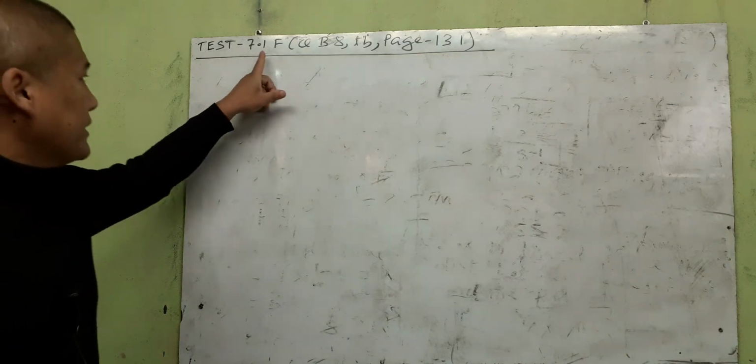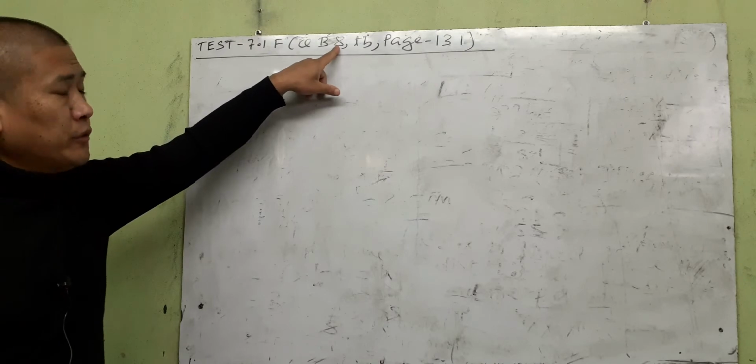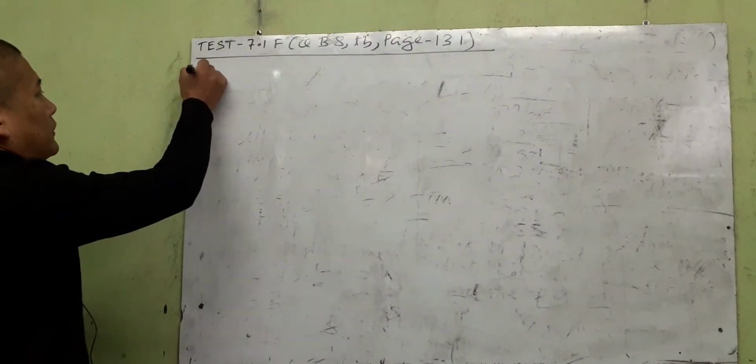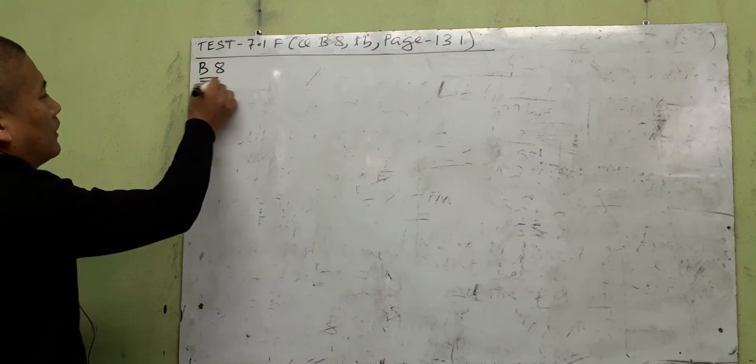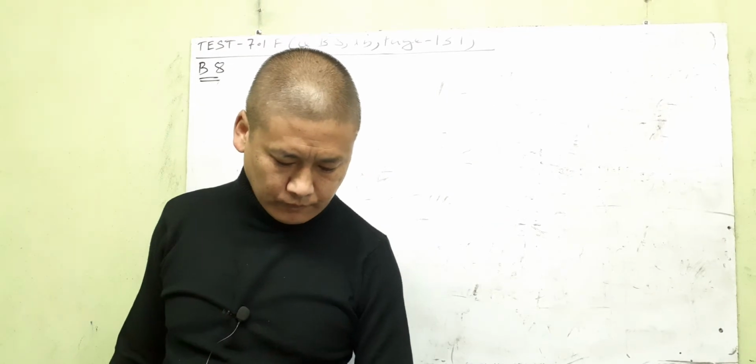Okay, so the next one here, test 7.1 F class 9 maths, will be one question only, but it's a little bit of a long question. Okay, listen carefully. B8, page 131 on your textbook. Open to that page. Let me read the question for us.